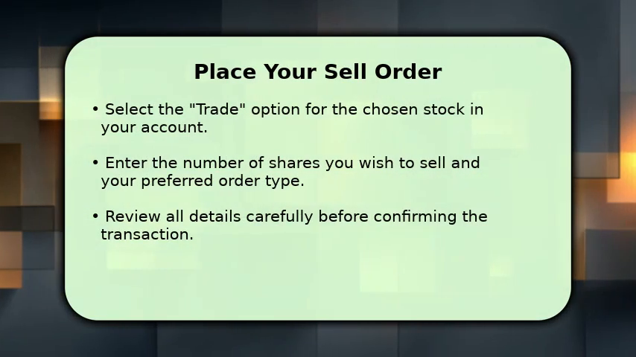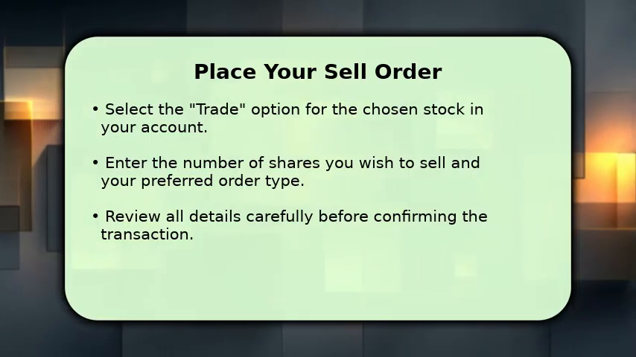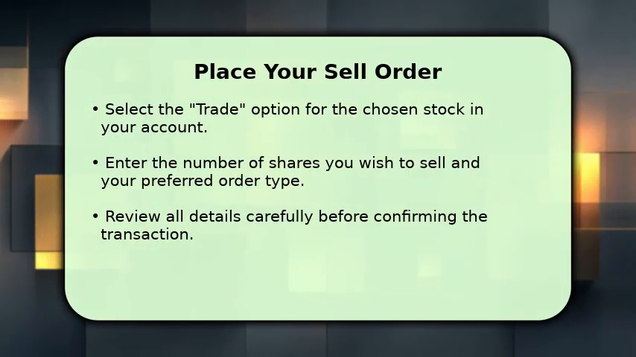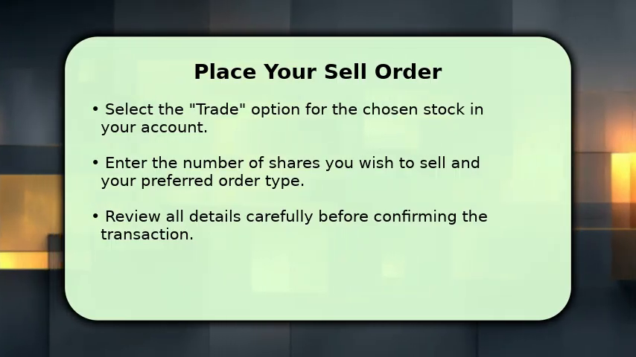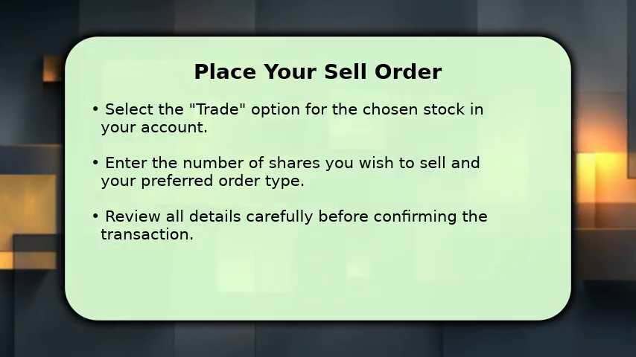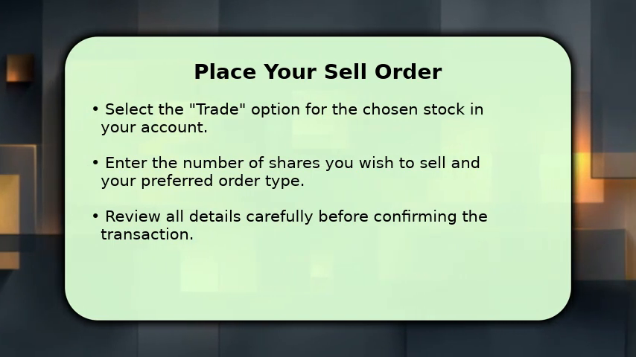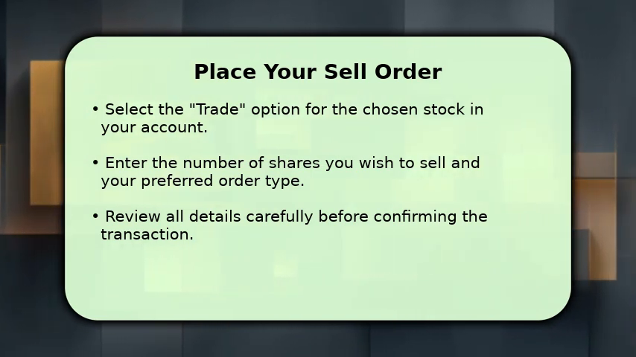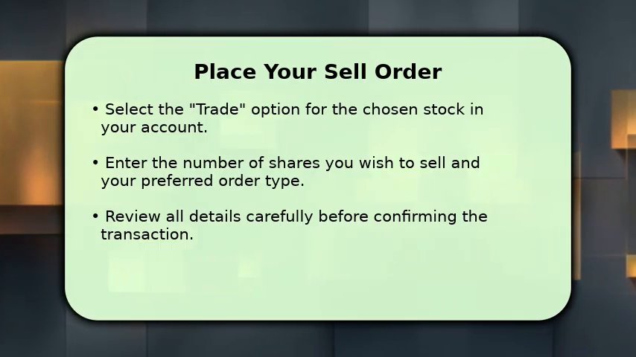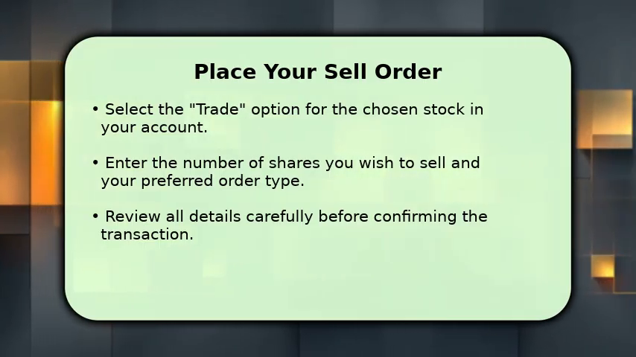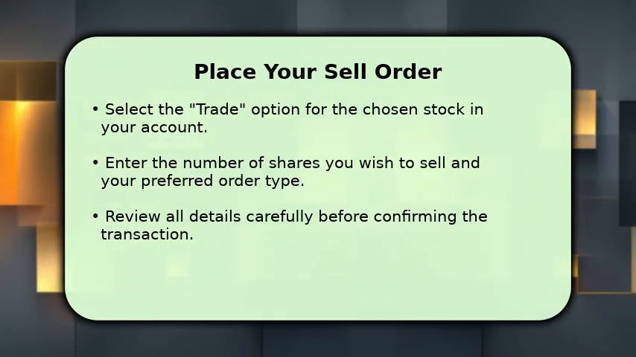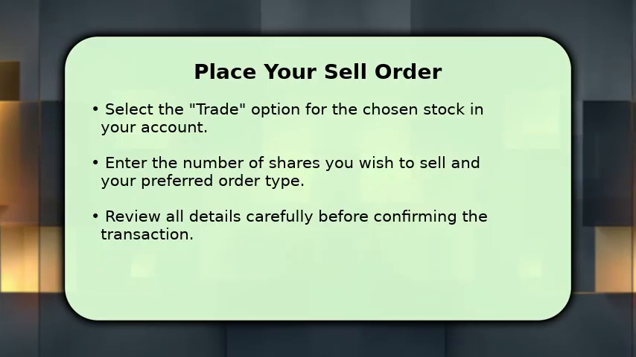To place your sell order, find the stock in your portfolio and click Trade. Choose Sell and then input the number of shares you want to divest. Select your chosen order type, either market or limit. If using a limit order, specify your desired price. Always double-check all the details on the confirmation screen, including the stock symbol, quantity, and order type, before submitting.